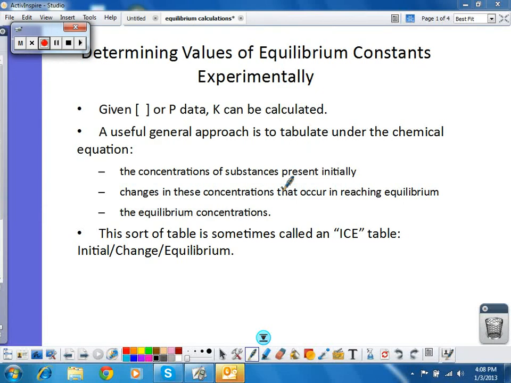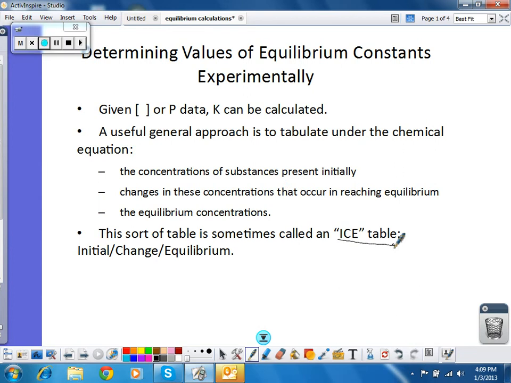Last class, we looked at how to write an equilibrium constant expression based on a balanced chemical equation, and also how to manipulate the K values as we manipulate equations. Today, we're going to look at a single equation and look at how we calculate K values and also how we calculate equilibrium concentrations. To do this, we're going to use something called an ICE table.